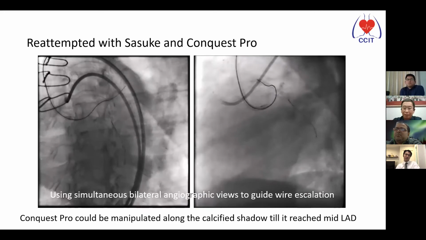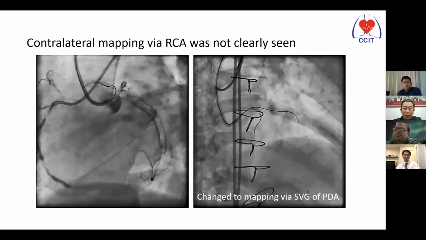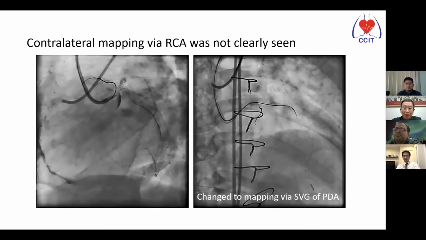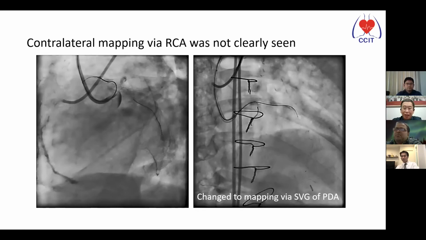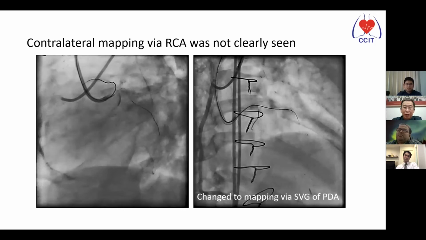Then how to check the distal LED, since the collateral from the RCA now is not as good as in the previous angiogram. So I changed, using the same guiding catheter, the diagnostic catheter, from the native RCA to the bypass graft of this PDA. And then in the angiogram we can see some shadow of this collateral back to the tip of the Conquest Pro. We take a look at another view and confirm that the wire is inside the LED.